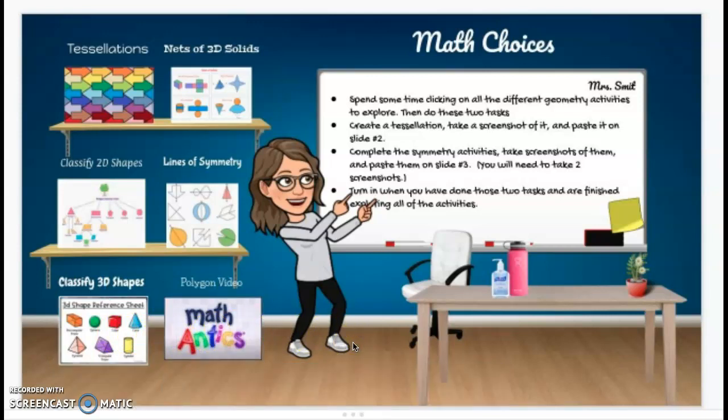So what is your assignment for today? Well, the first thing, as it says up here, is I just want you to have fun and spend some time clicking on all of these different links that we have here in any order and explore. See where the links take you, play around with some of the different activities and manipulatives that they have for you to interact with. The second thing you need to do is you are going to create a tessellation. You'll take a screenshot of it and you'll paste it in slide number 2. Let's take a look at what that would be.